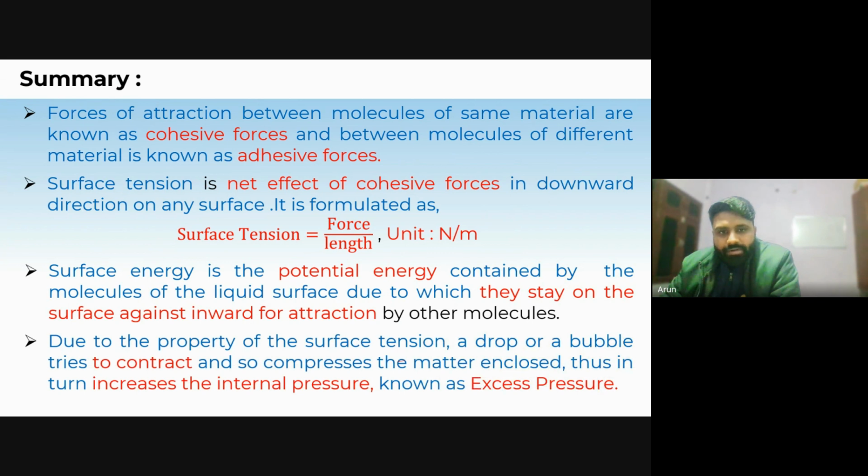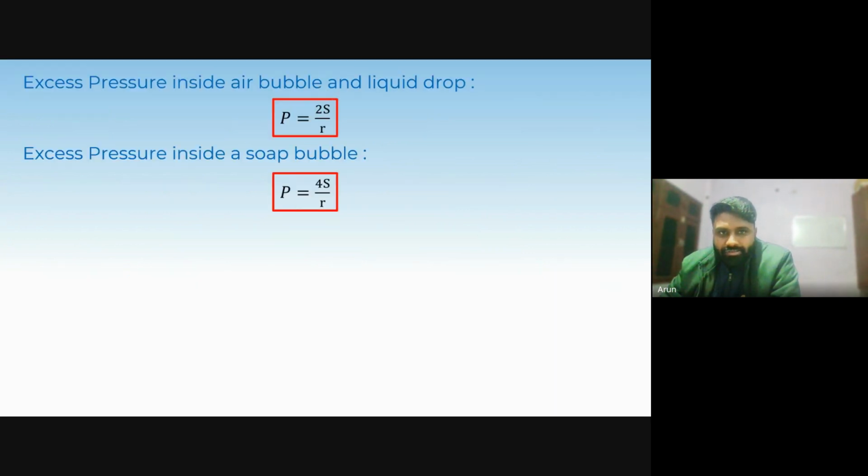And due to the properties of surface tension, a drop or a bubble tries to contract, so it compresses the matter enclosed, hence the excess pressure. So we have an excess pressure there. We have just seen it. Excess pressure inside an air bubble and liquid drop is 2S upon r. For a soap bubble, it is 4S upon r.